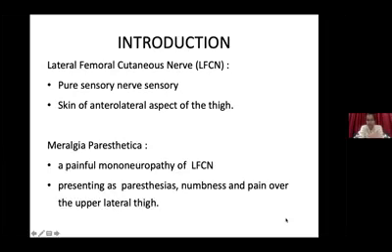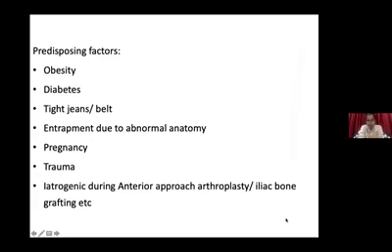There is a condition where this nerve is involved. It is called meralgia paresthetica, which presents as paresthesias, numbness, and pain over the upper lateral thigh. There are certain predisposing factors, which include obesity, pregnancy, or trauma, an abnormal anatomy, wearing tight jeans or a belt, or certain iatrogenic procedures like anterior approach arthroplasty and iliac bone grafting.